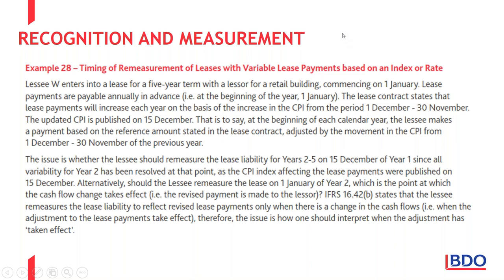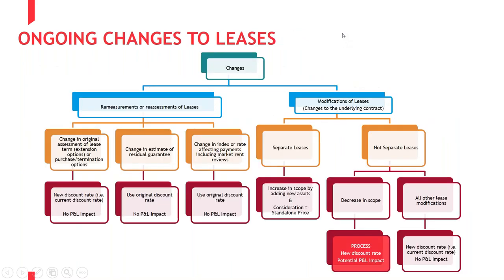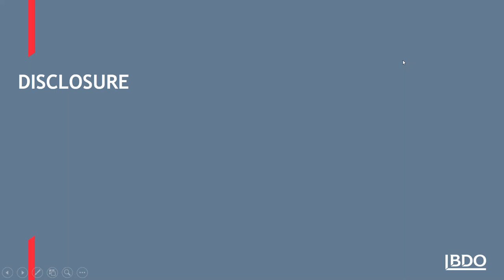The other one that we've talked about in various webinars and sessions are around ongoing changes to leases. And a lot of these discussions here were around remeasurements, you know, changing the original assessment of the term, changes to residual values, changes to CPI or market review, and also modifications, whether we account for them separate or not separate. And this continues to be the biggest practical problem that we see in practice.